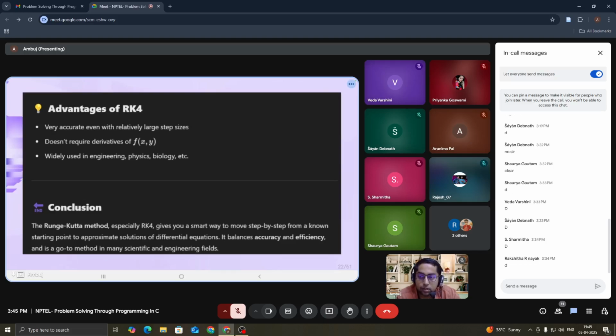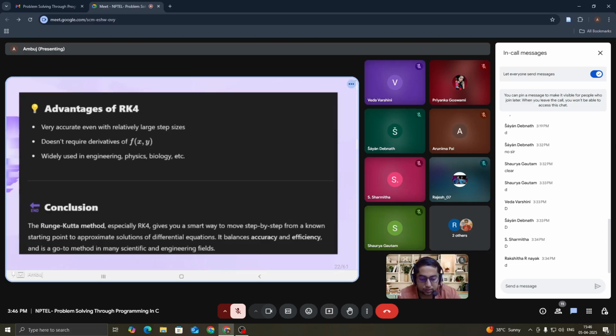The Runge-Kutta method, especially RK4, gives you a smart way of solving step by step from a known starting point to approximate the solution of the differential equation. It balances accuracy and efficiency. It's a go-to method in many scientific and engineering fields. This is the expression.